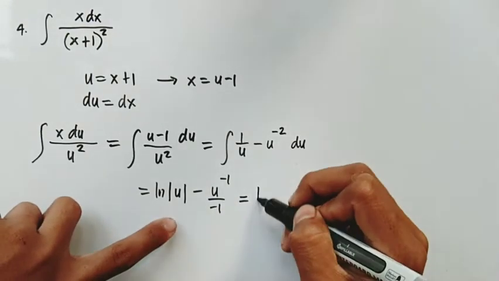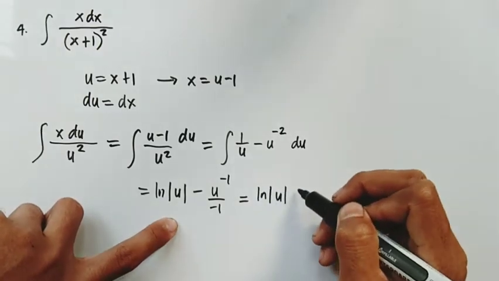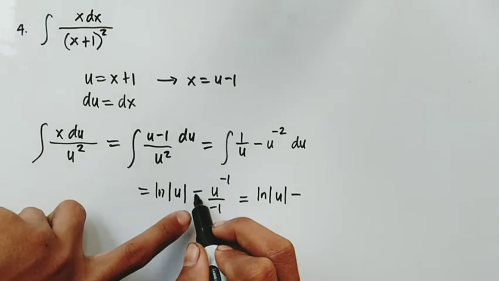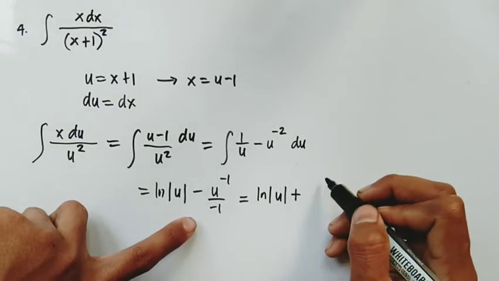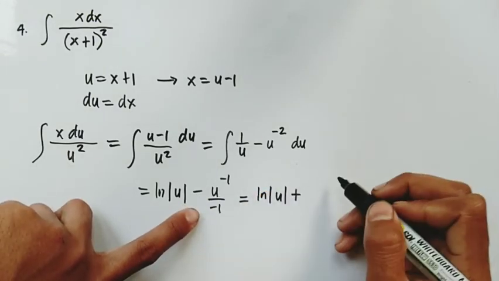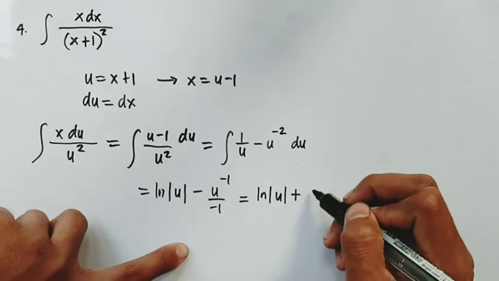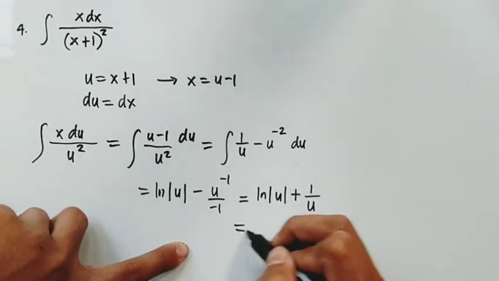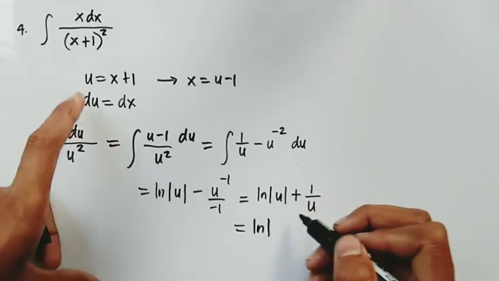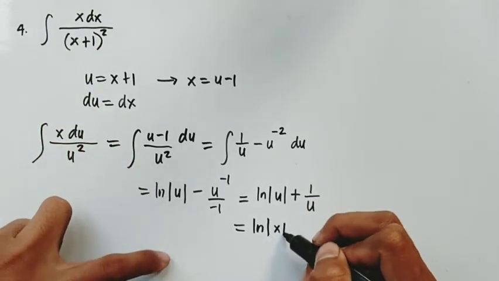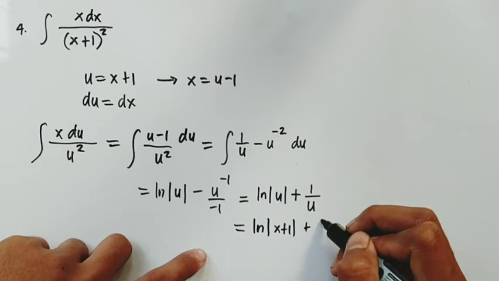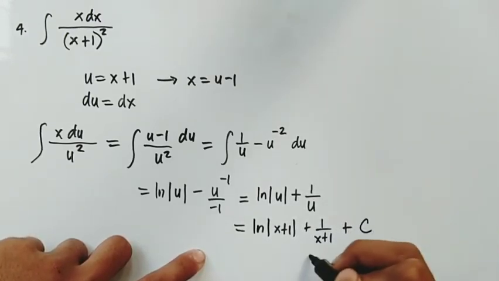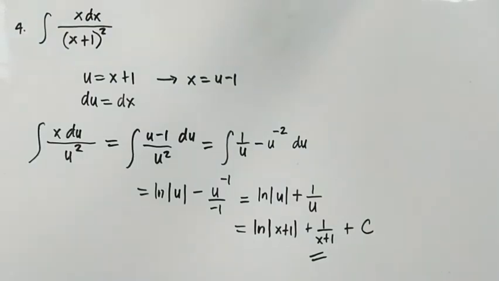And now, simplify muna natin. Magiging etong negative 1, tapos may negative tayo, magiging positive yan, di ba? And tapos meron tayong u raised to negative 1. Pwede natin siya i-simplify as 1 over u, di ba? And now, balik na tayo sa substitution natin. u is equal to x plus 1 and 1 over x plus 1. Ito na yung answer. Don't forget the plus c.